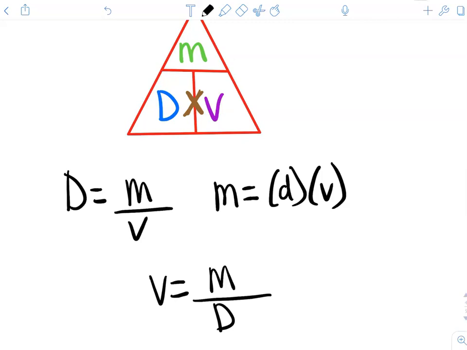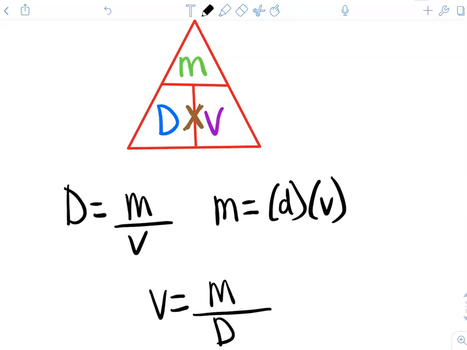So again, that's how you use the density triangle. I'm showing you the density triangle because it's going to save you time instead of trying to derive these equations yourself. Now, we need to do a couple of examples.